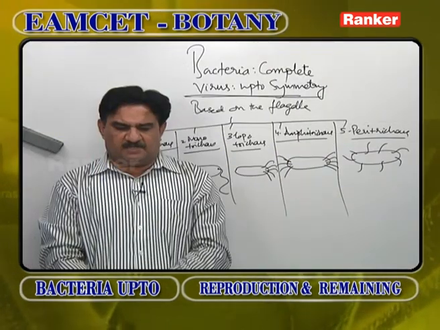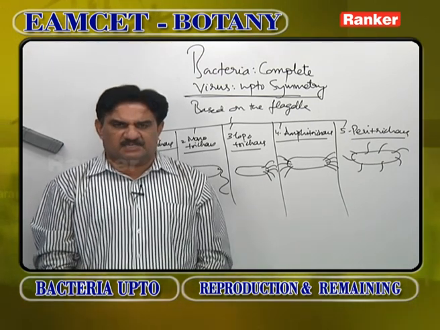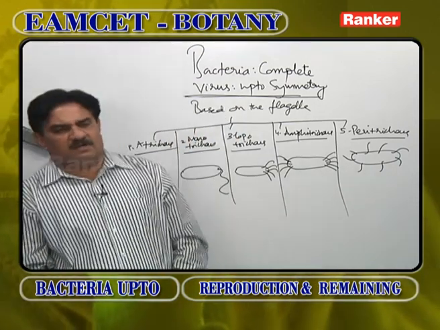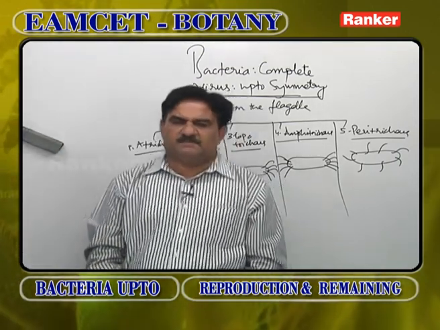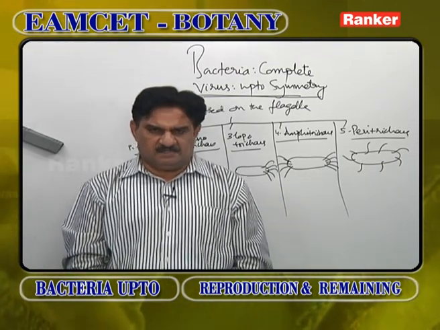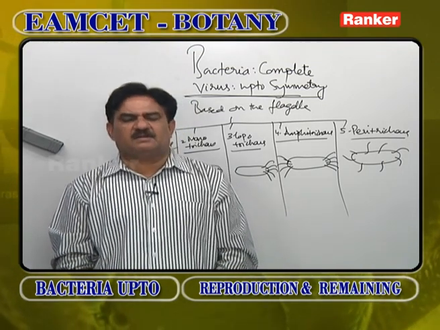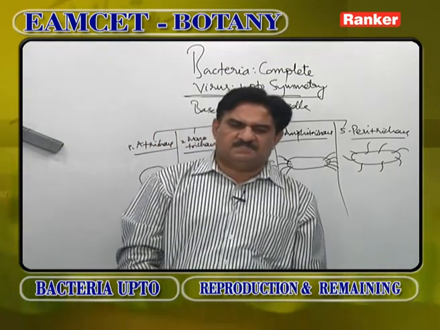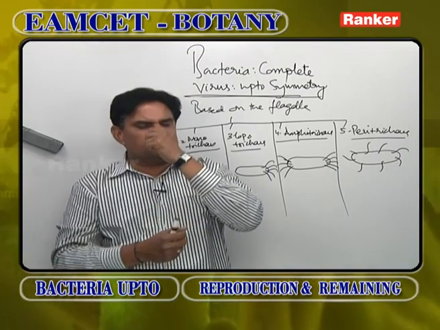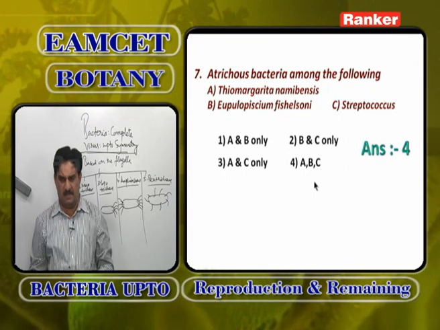So, among the following, Thiomargarita namibiensis is a spherical bacterium which does not possess any flagella. Epulopiscium fishelsoni is the largest rod-shaped bacterium, obtained from the gut of a special fish called Acanthurus nigrofuscus. This is also an atrichous bacterium. Streptococcus is also an atrichous bacterium because all cocci, circular bacteria, do not possess flagella.